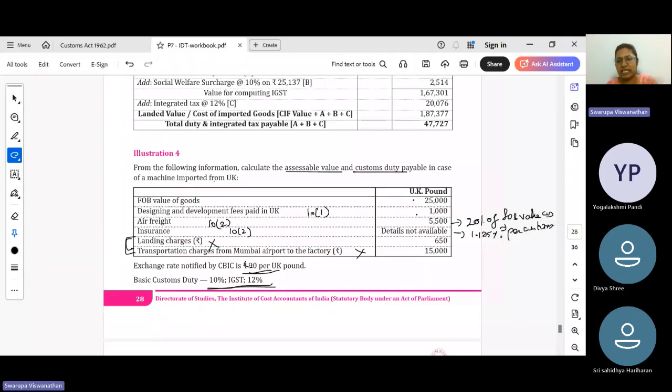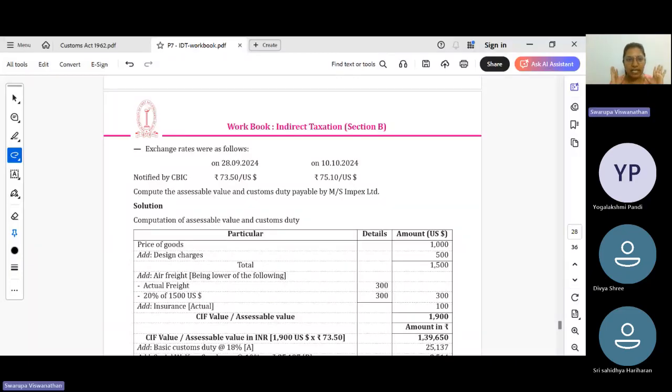So customs is an easy scoring area, just 7 marks. It needs understanding of rule 10(1), 10(2). If you understand and are able to clearly identify the expenses under rule 10(1) and 10(2), you can easily score 7 marks, because you will get the FOB value, add 10(1), you will get FOB value as per customs. On FOB value as per customs, add 10(2) adjustment, that is transport and freight, you will get the assessable value.